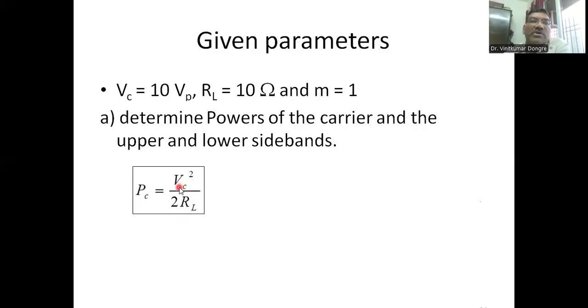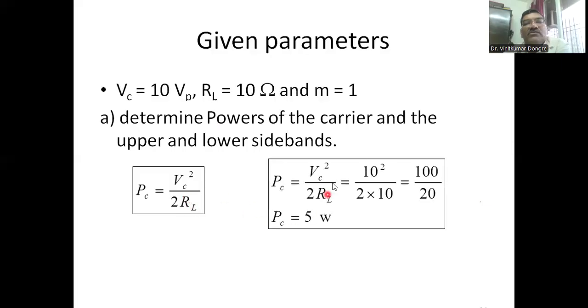So what will be the power? VC square by 2RL: 10 square upon 2 into 10, so the denominator is 20. 10 square is 100, and 100 by 20 is 5 watt. So your carrier power is simply 5 watt. Simple calculation, nothing great. Then you can calculate the upper sideband and lower sideband power.